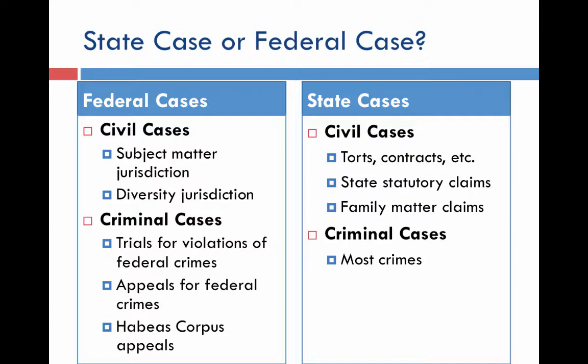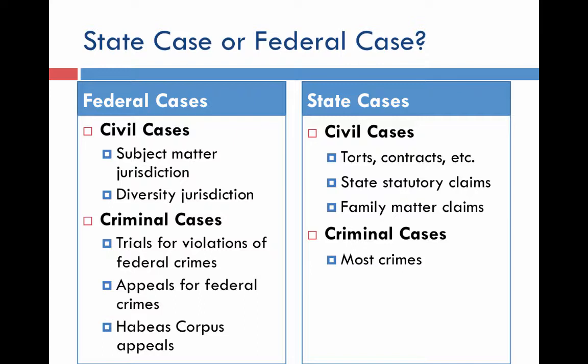Diversity jurisdiction means that you have a claim between two parties who are residents of different states, and you have a matter involving $75,000 or more. The reason why diversity jurisdiction exists is because people were afraid that the state courts of one state would favor the resident of that state over the non-resident. And so there is a way in more high-level cases, so there is a dollar amount threshold, where you can have your case heard in federal court.